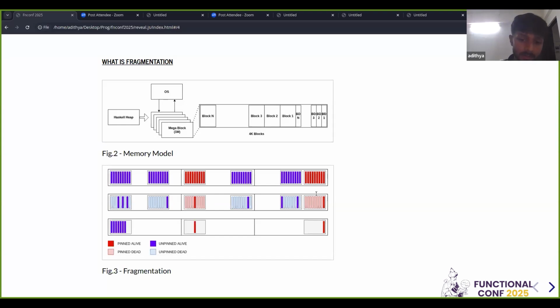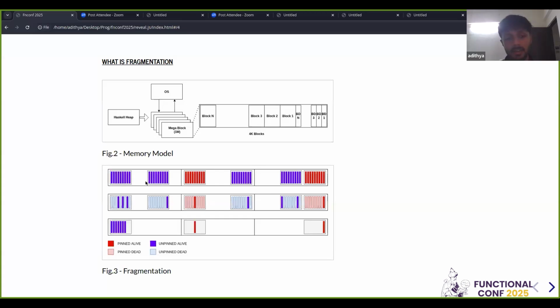We can look at this example, which has three states of the same memory, three states of the heap snapshot: state 1, state 2, state 3. In state 1, you have these mega blocks, and you have some 4K blocks scattered across these mega blocks. Inside those 4K blocks, you have closures. The blue ones are the unpinned closures. The red ones are the pinned closures.